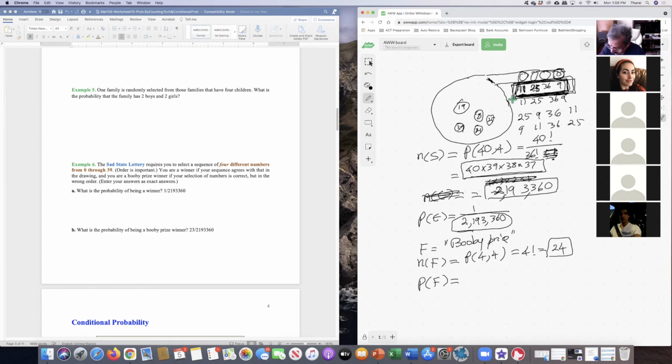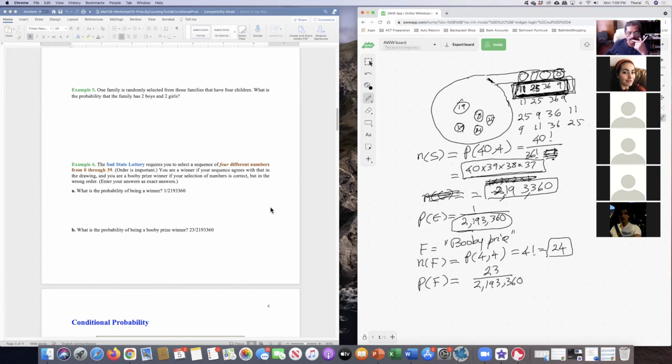So there are 23 elements in the booby prize winning, not 24 really, because 24 elements are there, but one of them will be the same as the first prize winner. So 23 of them will make you a booby prize winner. So this is the answer for that, 23 over that.